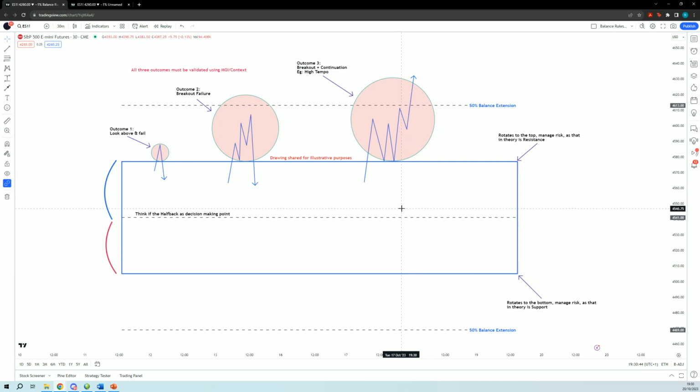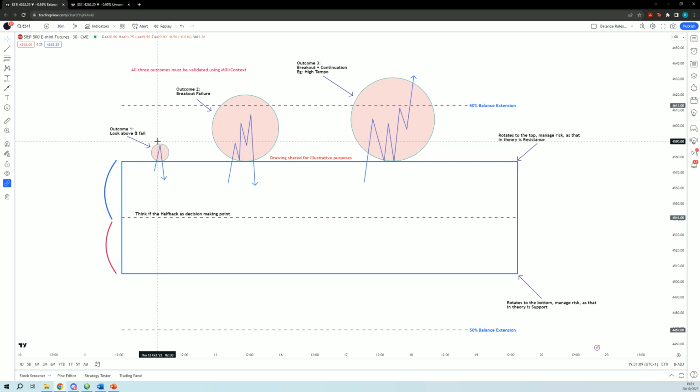Outside of these rotations, we have three possible outcomes to learn, which apply both during a breakout or a breakdown. The first, outcome one, is a look above and fail. This typically happens during the same session and often within a 10-15 point range.